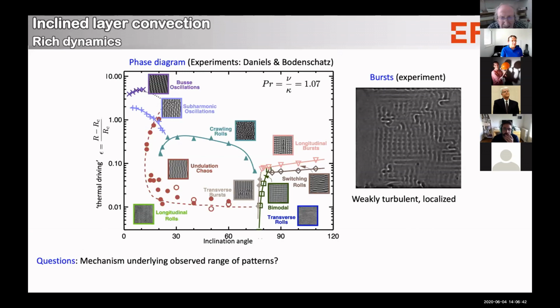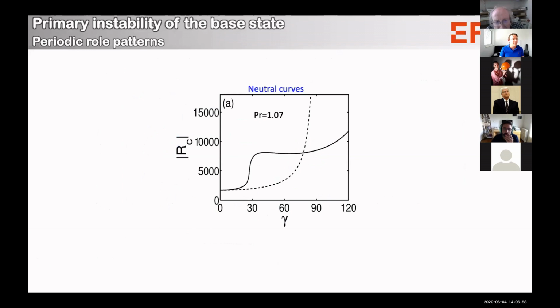And now we have the advantage that we went from shear flows to convection, because the first thing that we can do is we can now search for linear instabilities of the base state. The system actually has two linear instabilities of the base state. And what I'm showing you here is the neutral curve. So I'm showing you, of course, for a fixed Prandtl number, the critical Rayleigh number as a function of the inclination angle where the base state becomes unstable.